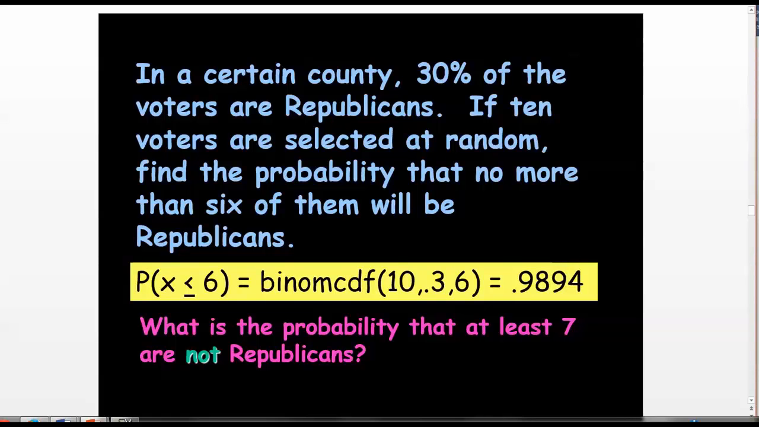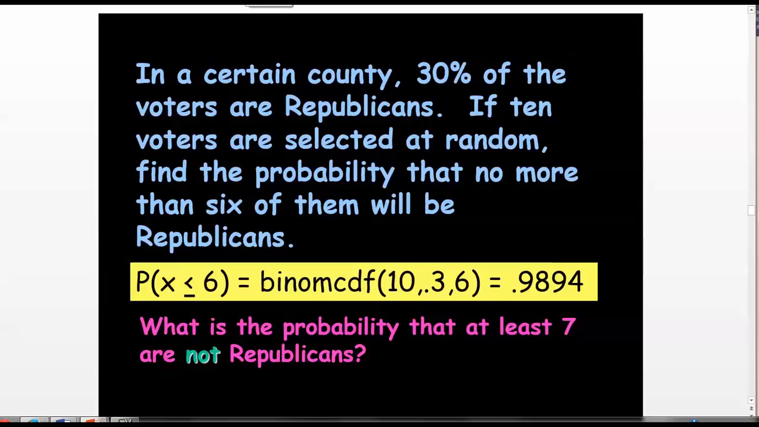Now let's switch the question. What if we switch it to this? What is the probability that at least 7 are not Republicans? Okay, so we've got two issues we have to address. What do they mean by at least? And how does this not Republican thing switch our information? Well, the not Republican statement switched our successes. If we define success as being Republican, now we're saying success is not Republican. If Republican is 30%, not Republican would be 70%. So it switches our probability of success to 0.7, and then at least 7.